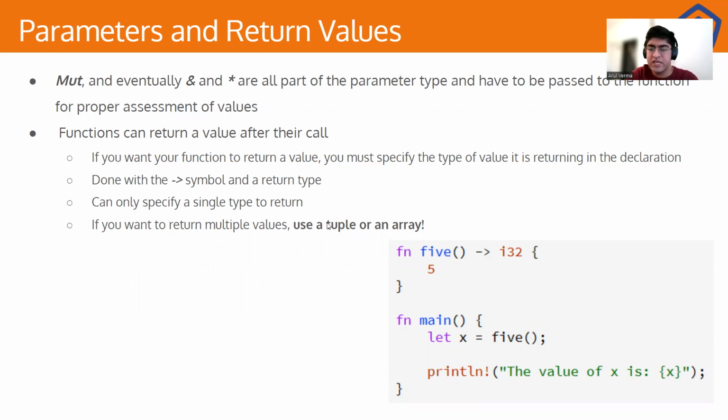You can only specify a single type to return. You cannot return multiple types. So if you want to return multiple values from a function, you have to use something like a tuple or array.